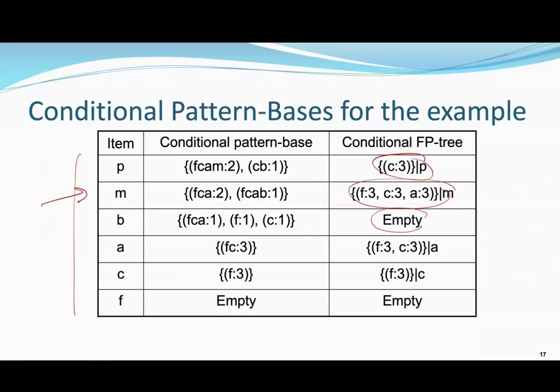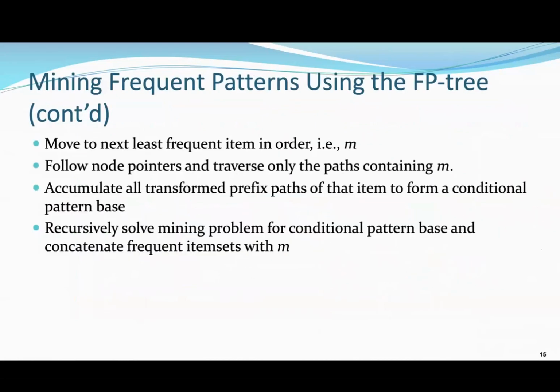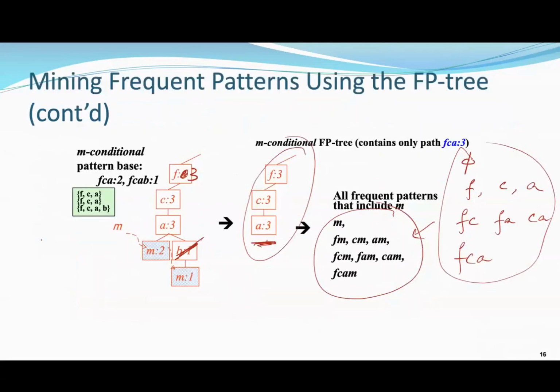Right, for example, for M, the conditional FP tree is this. What it means is that we have this. There's just one path, F, C, and A, with the corresponding counts being 3, right? And this is the representation. All right. As another example, and this is the conditional pattern base. It essentially tells what is the dataset that we extracted that helps us build the FP tree.